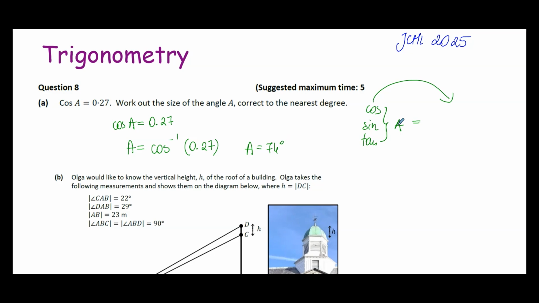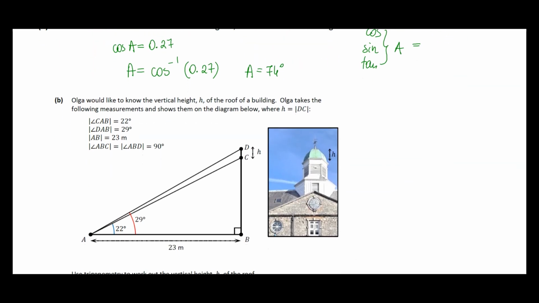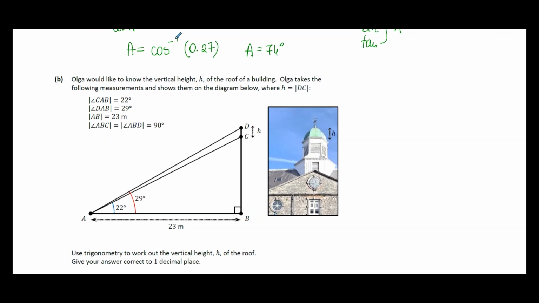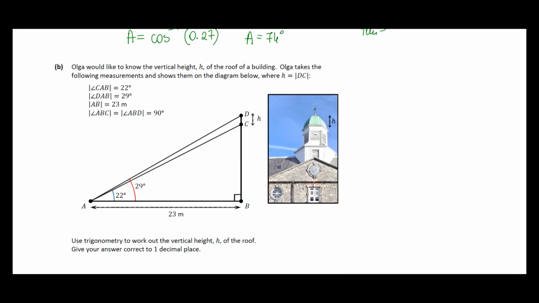Whether cos, sin, or tan, the principle is the same. When we take them from one side of the equation to the other side, they become inverse, meaning to the power of -1. Okay, then part B.